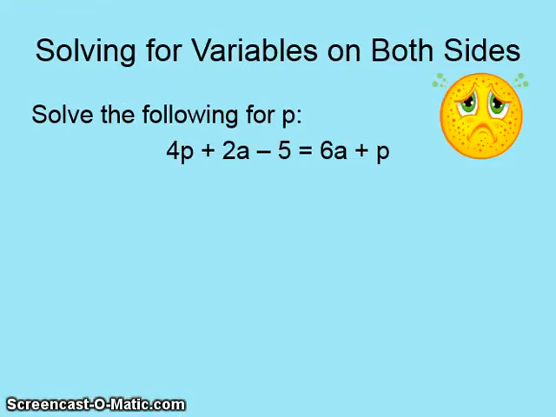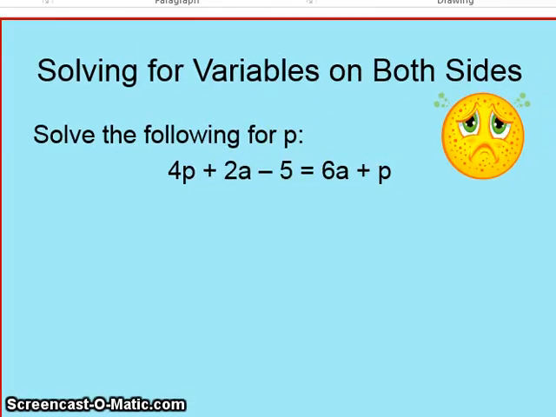Here's another example of a literal equation, and this needs to be in your notebook as well. So here I have an equation, and I want to solve this for p. So p is the variable that I am trying to get by itself. Now notice here that I have 4p on one side and 1p on the other side of the equal sign. Before I can get p by itself, they both have to be on the same side of the equal sign.